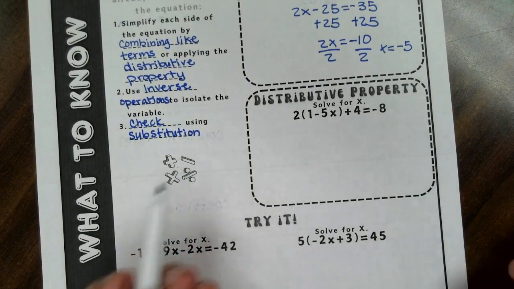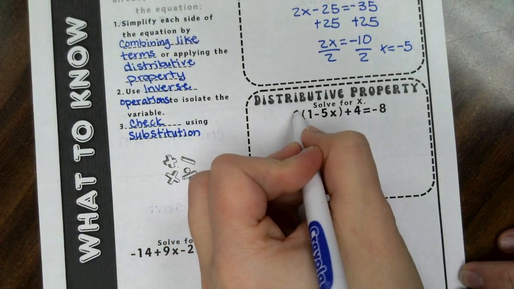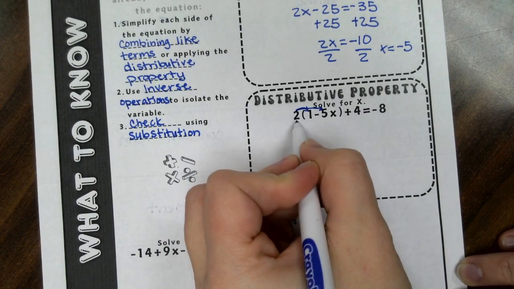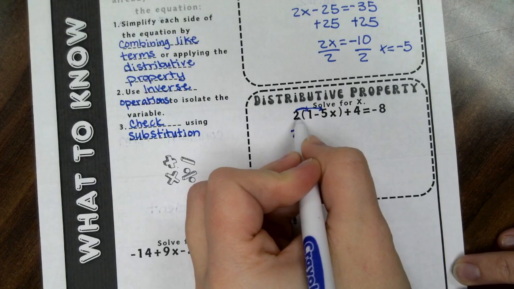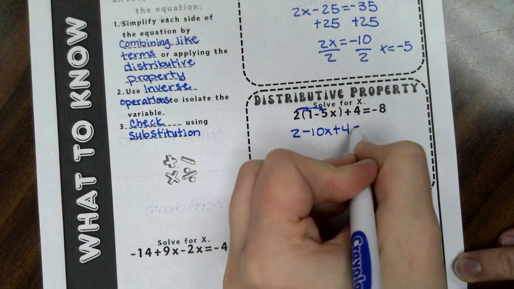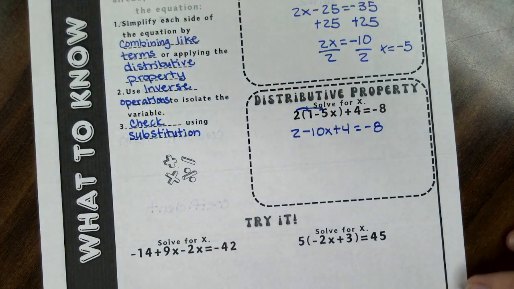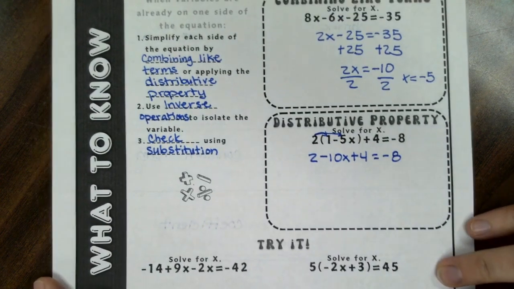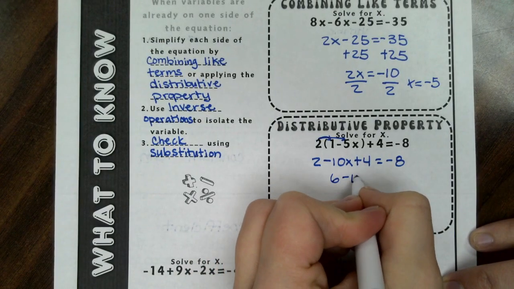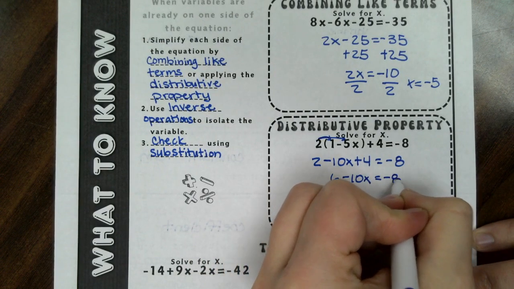So this one's distributive property. Remember, we take the number on the outside of the parentheses and multiply it to everything on the inside. So 2 times 1 is 2. 2 times negative 5x is negative 10x plus 4 equals negative 8. So now I actually have to combine my like terms. So I'm going to take 2 plus 4, which is 6 minus 10x equals negative 8.